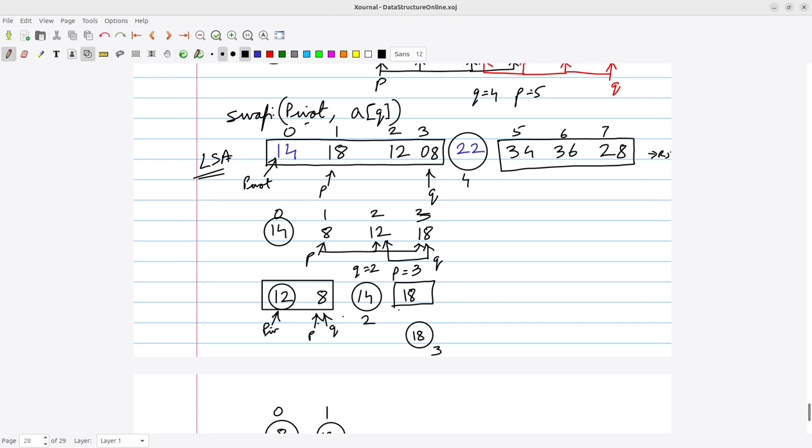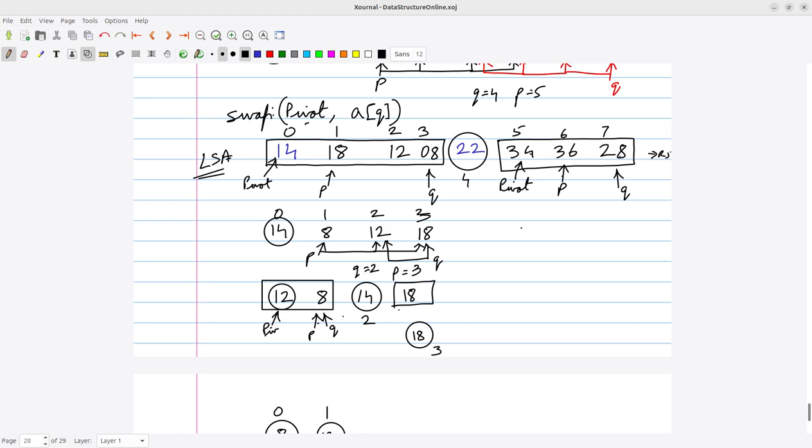So now let us say the pivot element is 34. Let this be the pivot element. My P is pointing at index 6 and Q is pointing at index 8. Now 36, is 36 less than the pivot? No, so it will remain as it is. Q, that is 28, is 28 greater than 34? No. Then what will we do? We will swap A of P and A of Q.